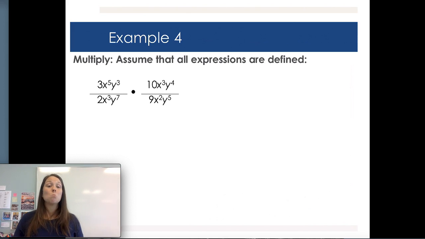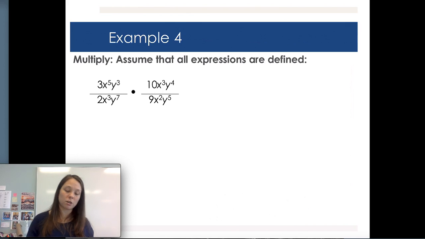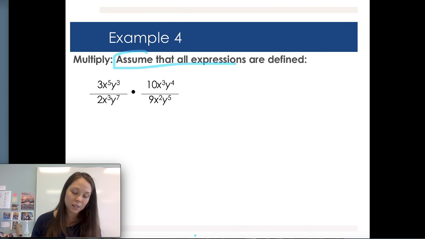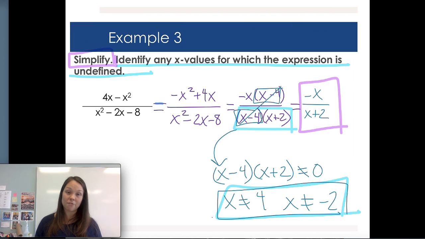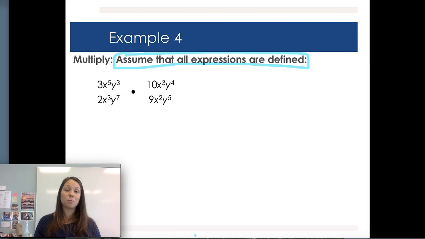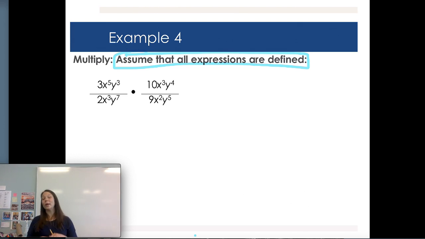Example 4, multiply and assume all expressions are defined. Okay, so this piece here means that we don't have to go and identify values for x that can't equal. So this piece that says assume that all expressions are defined is just telling us we don't have to set the denominators equal to 0 and figure out what x can't be. We can skip that part. So all we're going to focus on is the simplifying and the multiplying. We don't have to worry about setting the denominator not equal to 0.